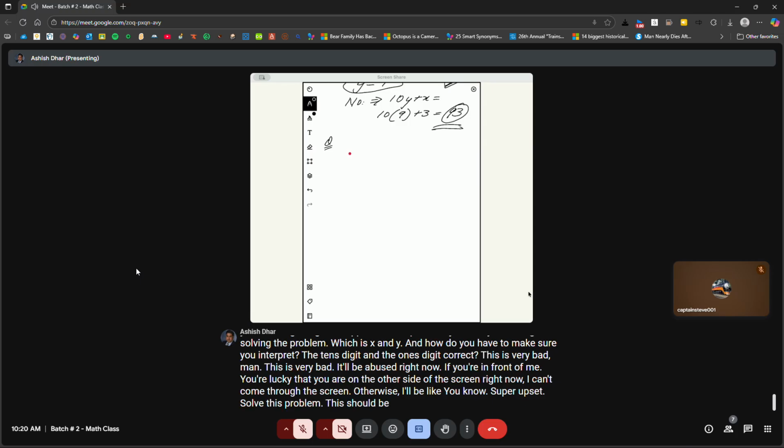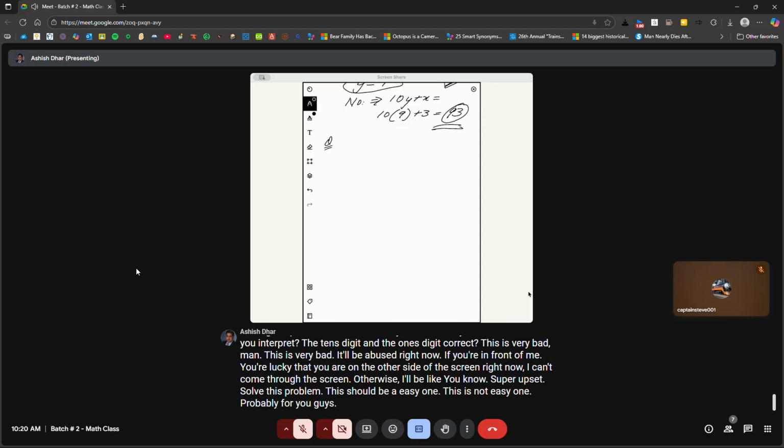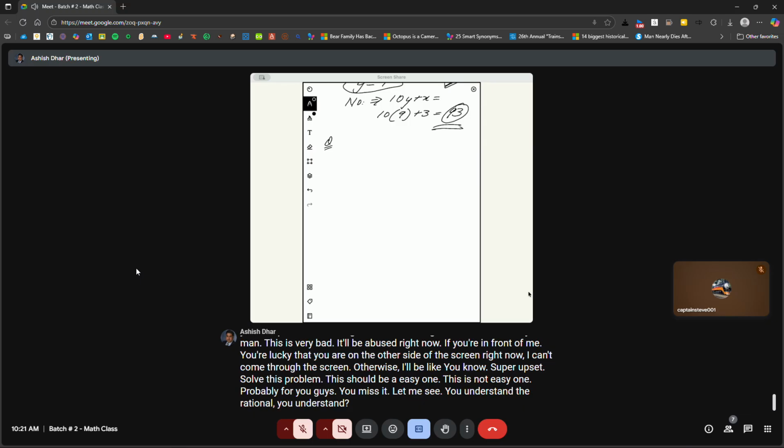Solve this problem. This should be an easy one. This is probably not an easy one for you guys, so you may just mess it up. Let me see. Do you understand the rationale? Do you understand the logic or no?